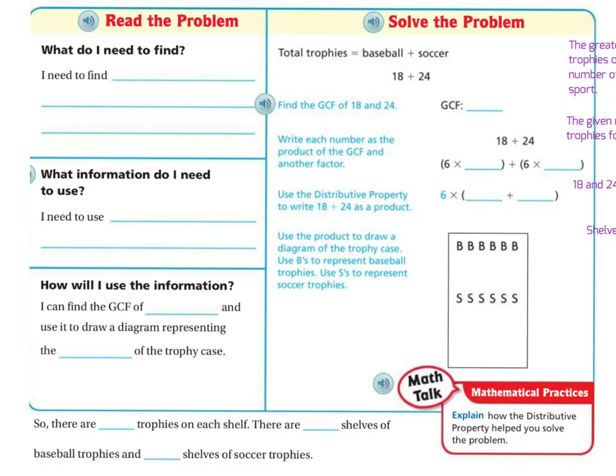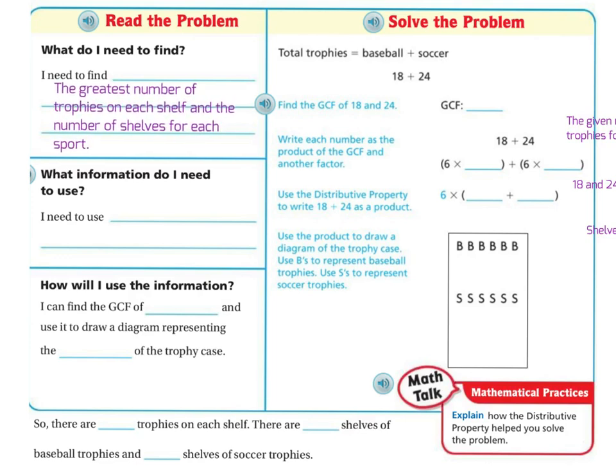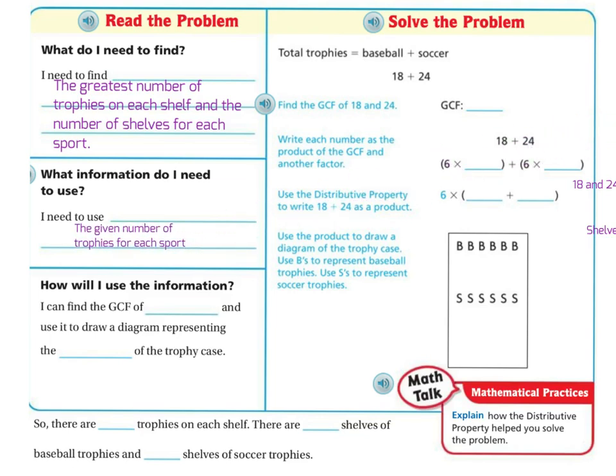So what do I need to find out? Well, I need to find out the greatest number of trophies on each shelf for each sport. What information do I need to use? Well, I need to use the number of trophies for each sport. How will I use the information? I can find the greatest common factor of 18 and 24, and then I can use it to draw a diagram representing the shelves of the trophy case.